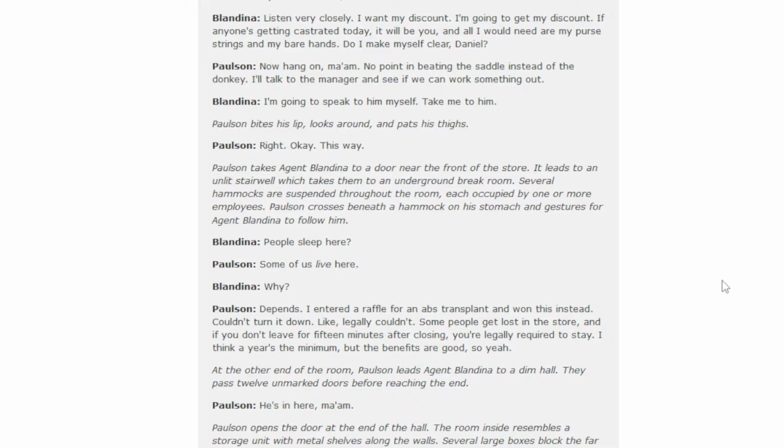Several hammocks are suspended across the room, each occupied with one or more employees. Kinky. Paulson crosses beneath the hammock on his stomach and gestures for Agent Blondia to follow him.